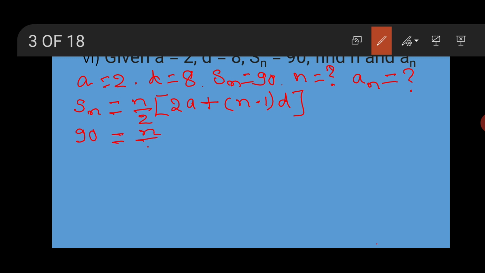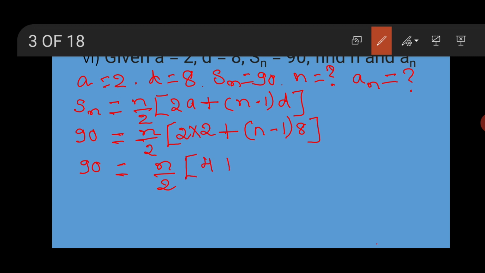Do you know the value of n? It is unknown. We have to calculate it. Now, 2 into what is the value of a? It is also 2, plus n is unknown minus 1 into the value of d, which is 8. So, it is equal to 90. Now, on further simplification, we will get 2 twos are 4 plus 8 into n is equal to 8n minus 1 eights are 8.